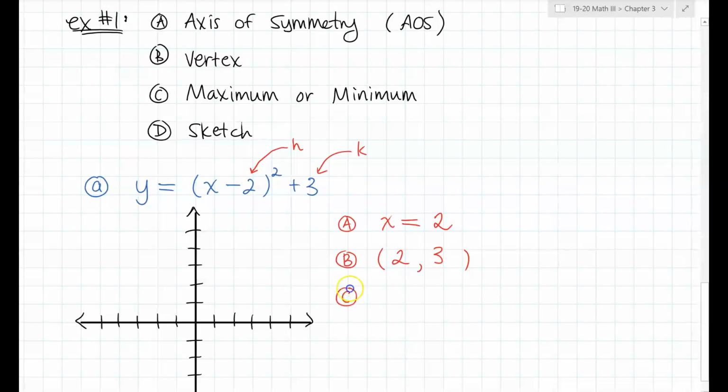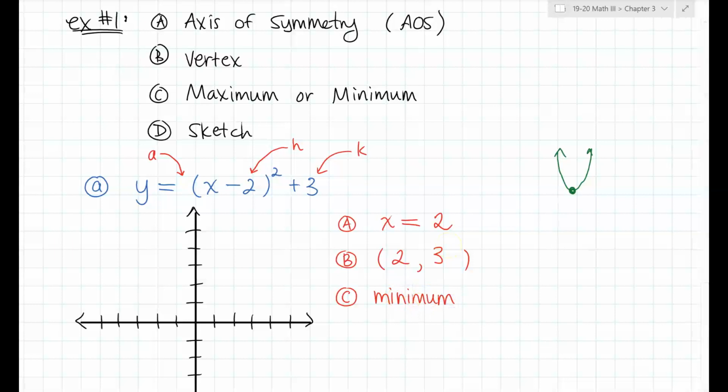Now for part C, they want a max or a min. Now in order to figure out if it's a maximum or a minimum, you want to look at your A term in the front. Notice how our A term is positive 1. If it's positive, that means the parabola is opening up this way, which means it must have a minimum value. So I'm going to write minimum.